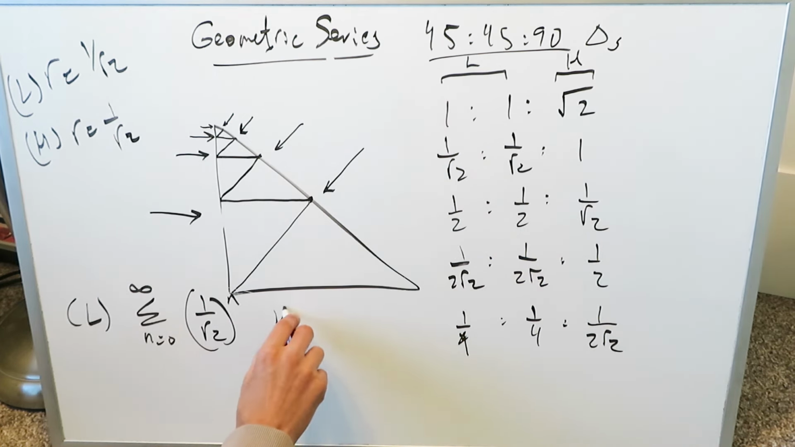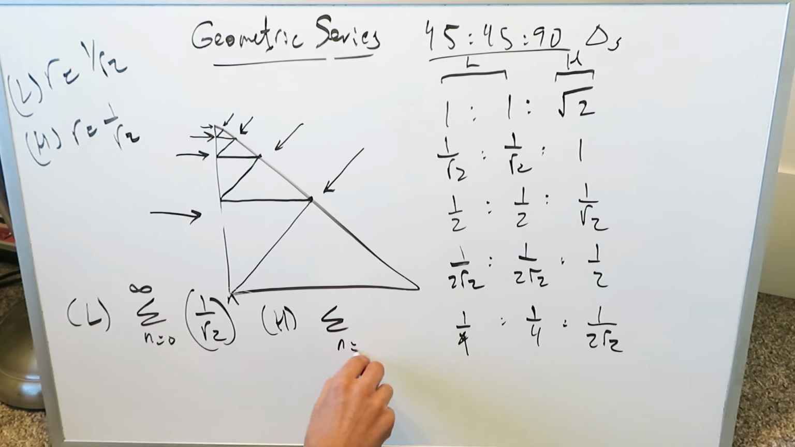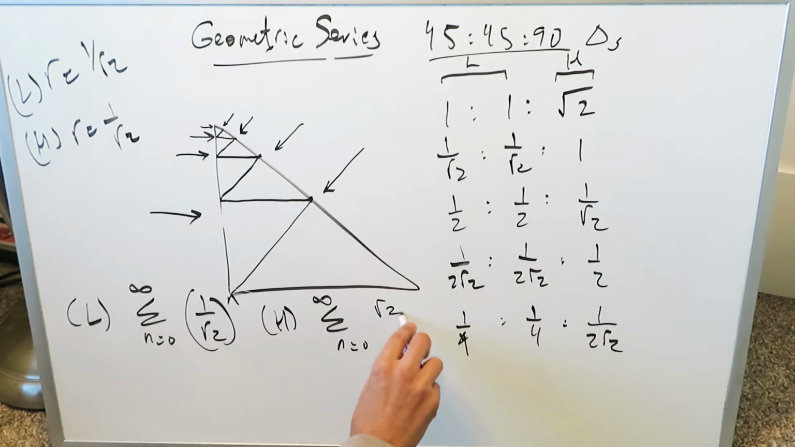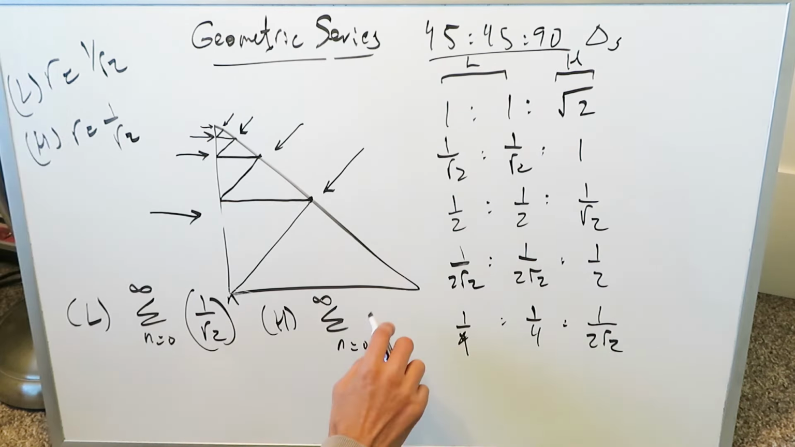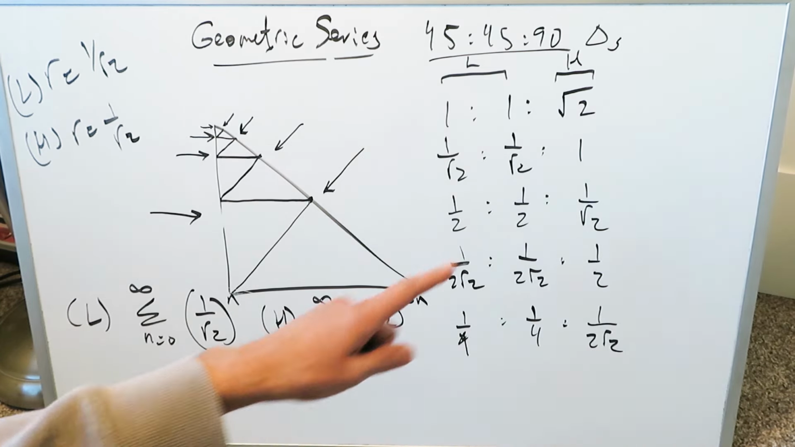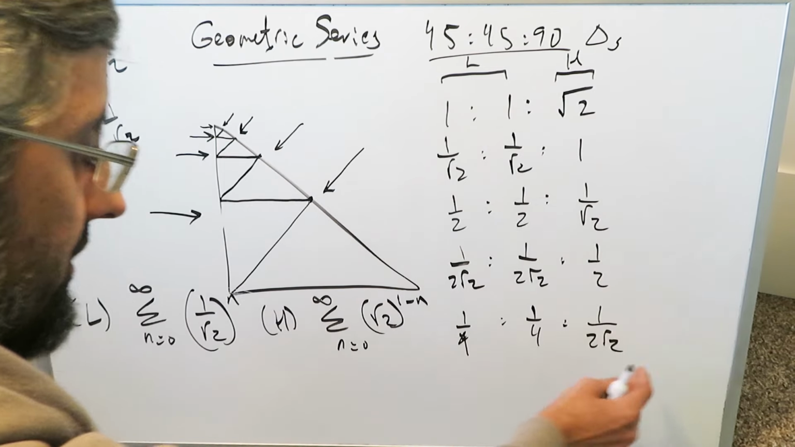With regards to the hypotenuse, our rule will be this. n equals 0 to infinity. Our first item is root 2. You'll do root 2 divided by root 2 exponent n. But you can clean that up. You can rewrite that in a better way using laws of exponents. By bringing the denominator expression up, you will have root 2 exponent 1 minus n. That will give you this set of values, the hypotenuse values.